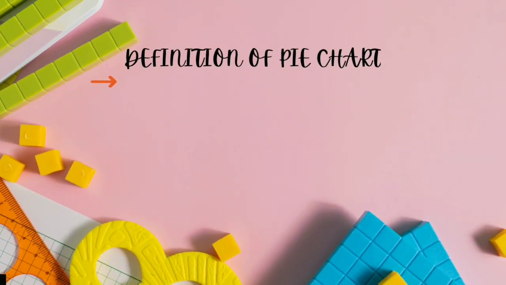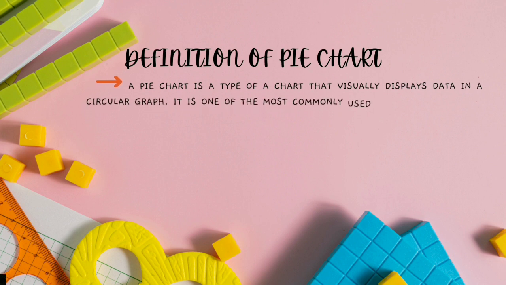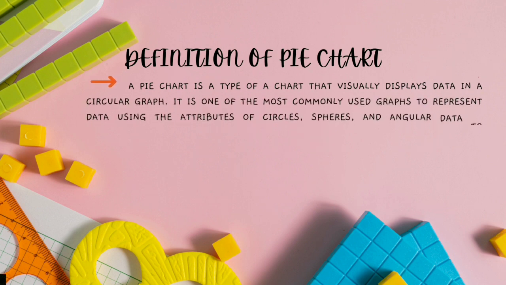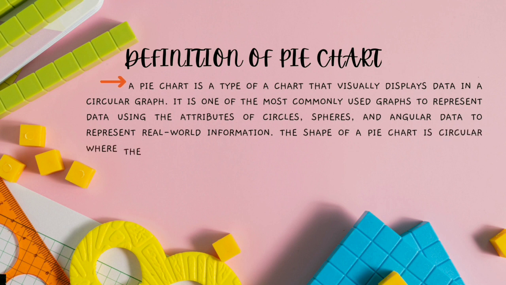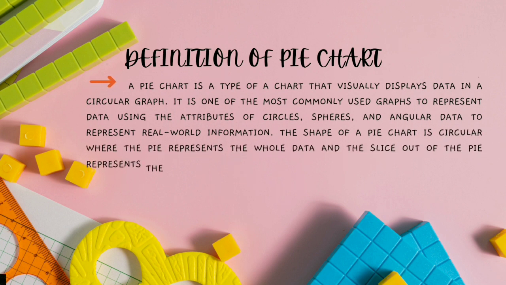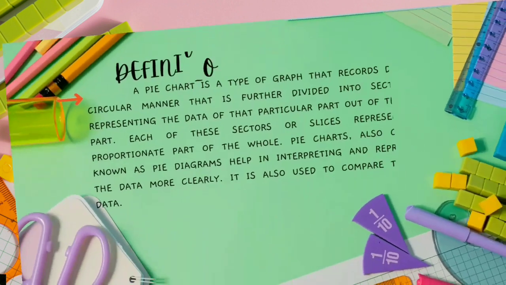Para mas maunawaan natin ang pie chart, it is a type of graph na nakakabilog which contains 100% of total. So basically, nahahati siya into pieces or pies depende sa laki or liit ng information na nag-gathered.